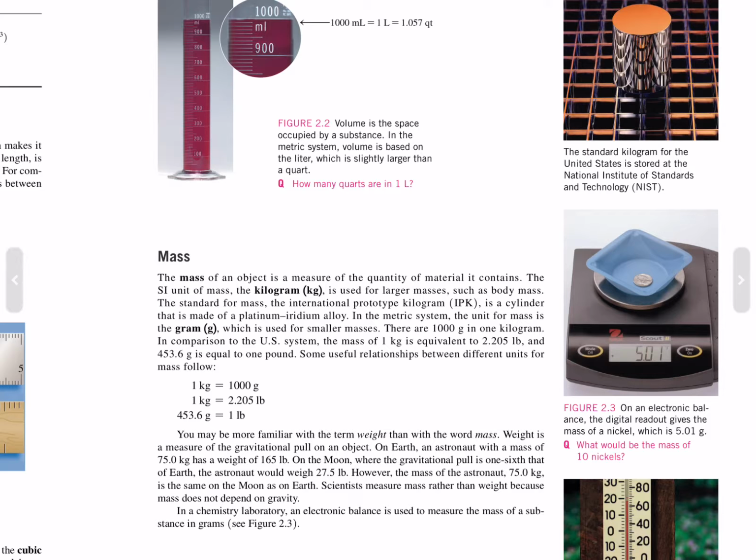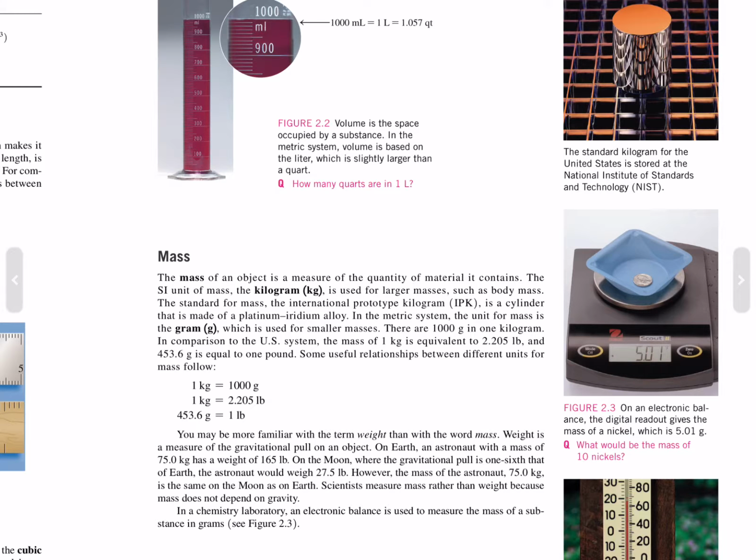In comparison to the U.S. system, the mass of 1 kilogram is equivalent to 2.205 pounds, and 453.6 grams is equal to 1 pound. Some useful relationships between different units for mass follow.